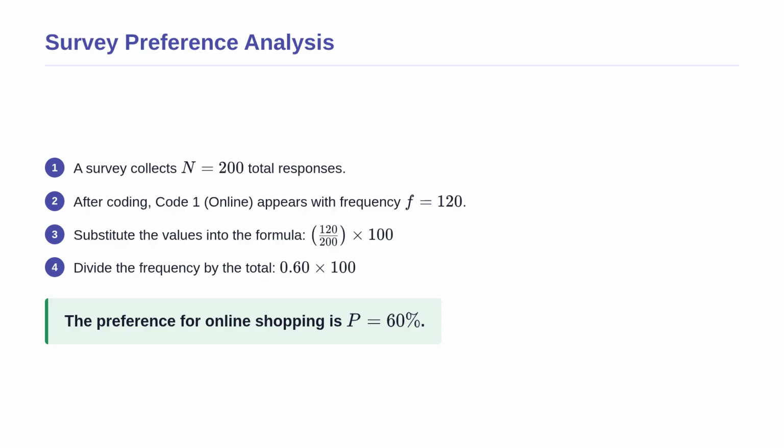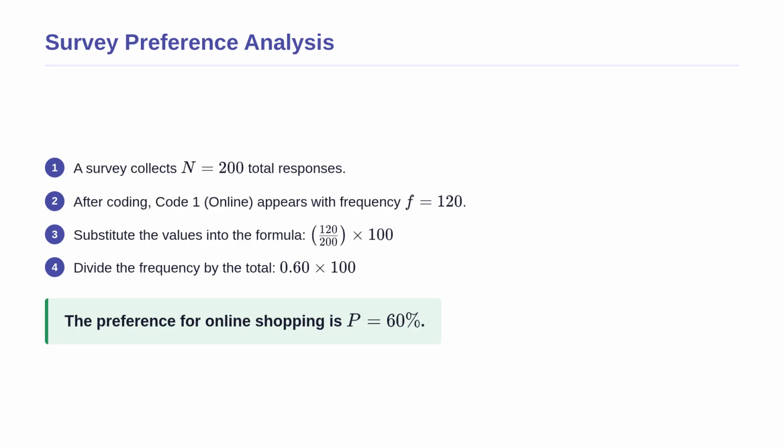We substitute these values into our formula, dividing 120 by 200, which gives a decimal value of 0.60. Multiplying this decimal by 100 gives us our final result of 60%. Physically, this tells us that the majority of respondents prefer online shopping, transforming a pile of messy paper into a clear, actionable business insight.